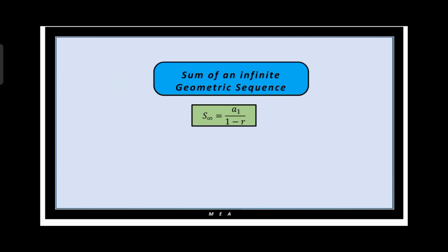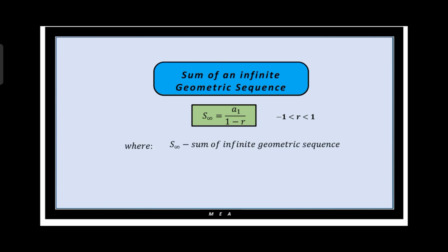While yung sum of infinite geometric sequence naman, ito yung formula niya: S sub infinity is equal to a sub 1 over 1 minus r. So magagamit daw itong formula na to in finding the sum of an infinite geometric sequence kapag ang r natin is greater than negative 1 and less than 1. Okay, so yun lang ang restriction niya. Kailangan yung r daw ay greater than negative 1 and less than 1.